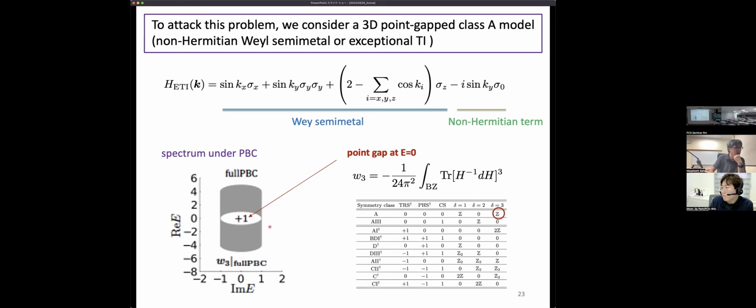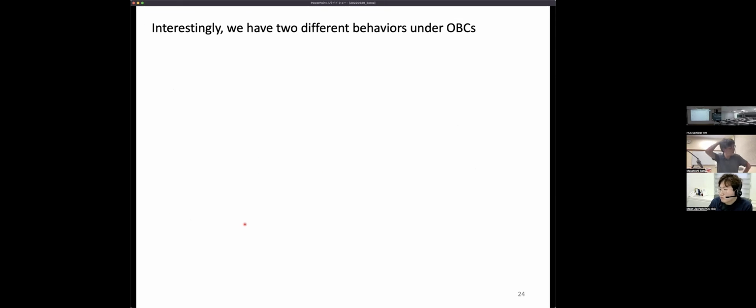So anyway, we have this kind of spectrum, and we have a non-zero topological number here. So we can expect some presence of the surface state. So now consider what happens under the open boundary conditions. And interestingly, we have two different behaviors under the open boundary conditions.